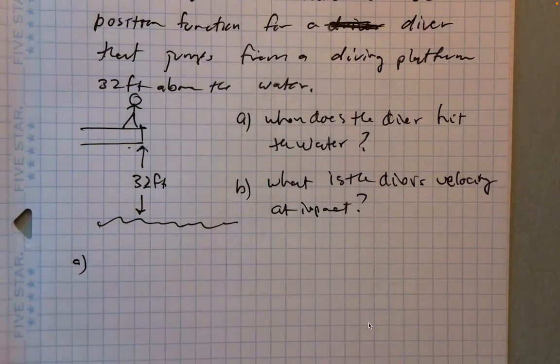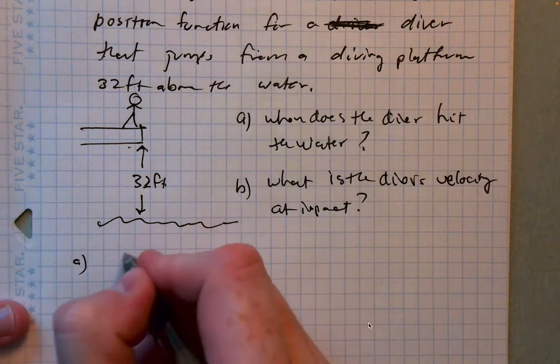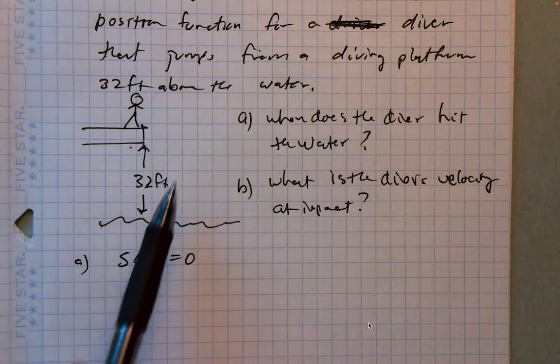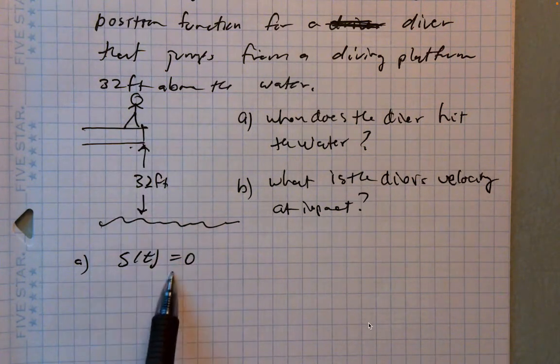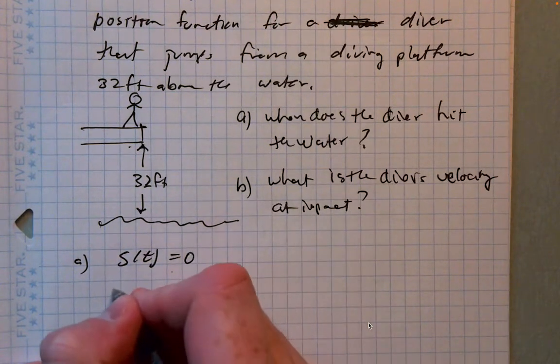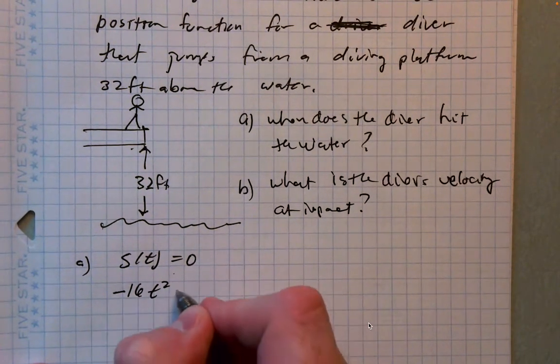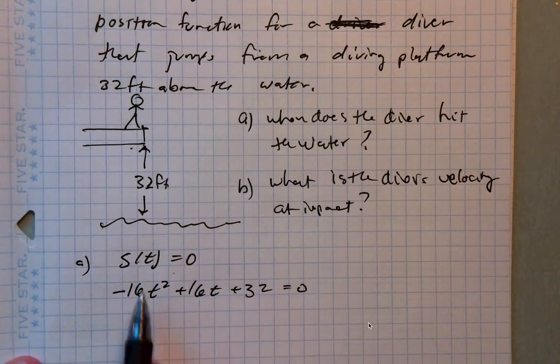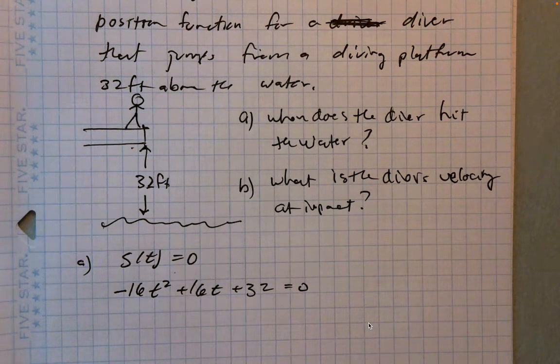Naturally, to identify the time when the diver hits the water, we basically have to solve this equation, right? We need to know when the position of the diver is 0. So the position is the diver's position off the top of the water. So he starts up at 32 feet, and we need to know when his position is 0. So that's essentially just solving this expression, isn't it? We need to solve negative 16t squared plus 16t plus 32 equals 0, and solve this for t. Now this is a quadratic, so you're going to end up with two solutions.